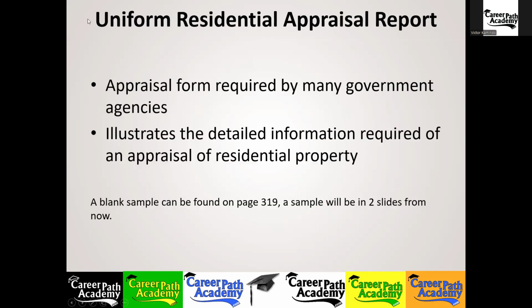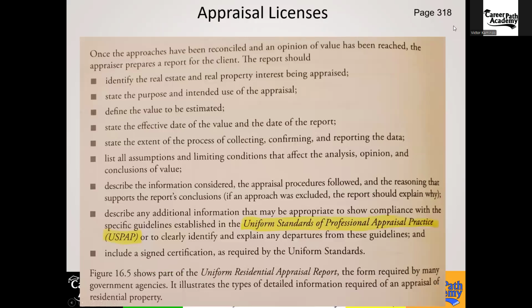And they do that on a document called a form called the Uniform Residential Appraisal Report. There's a sample of it on page 319, and the sample will be 2 slides from now. Let's get the little note here about that. Okay, so on page 318, let's highlight Uniform Standards of Professional Appraisal Practice. Use pattern. Okay, that's that 15-hour national class that appraisers need to take every 2 years.